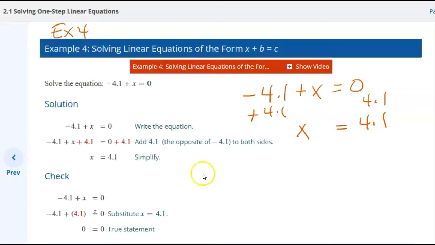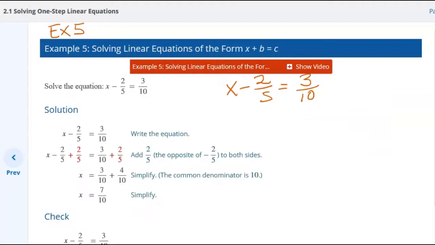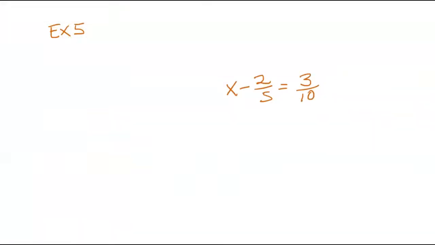And we check it out, and that is correct. Example 5, and I've copied it. We'll go to the whiteboard. Now, here's a case where we have fractions. And there is a protocol to get rid of fractions. And I want to change colors to show you this.